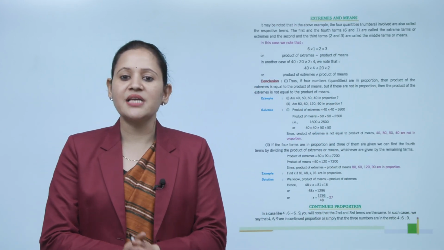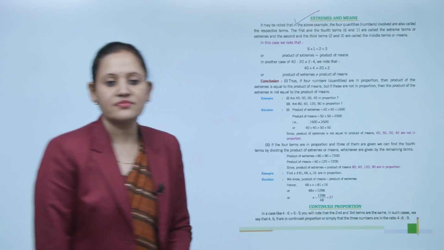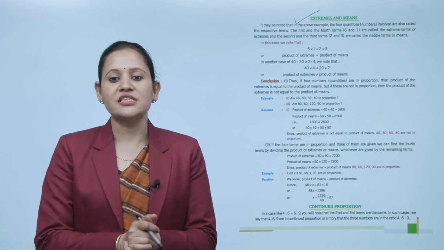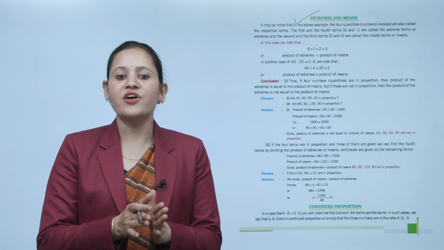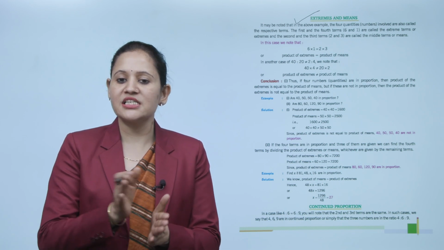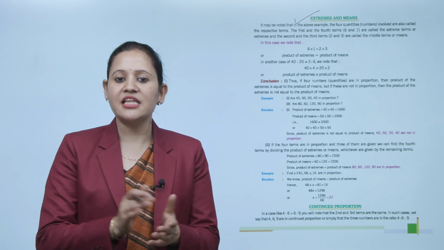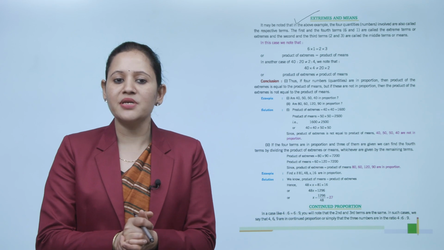Next is extremes and means. It may be noted that in the above example, the four quantities involved are also called the respective terms. The first and the fourth terms, 6 and 1, are called the extreme terms or the extremes, and the second and third, 2 and 3, are called the middle terms or means.